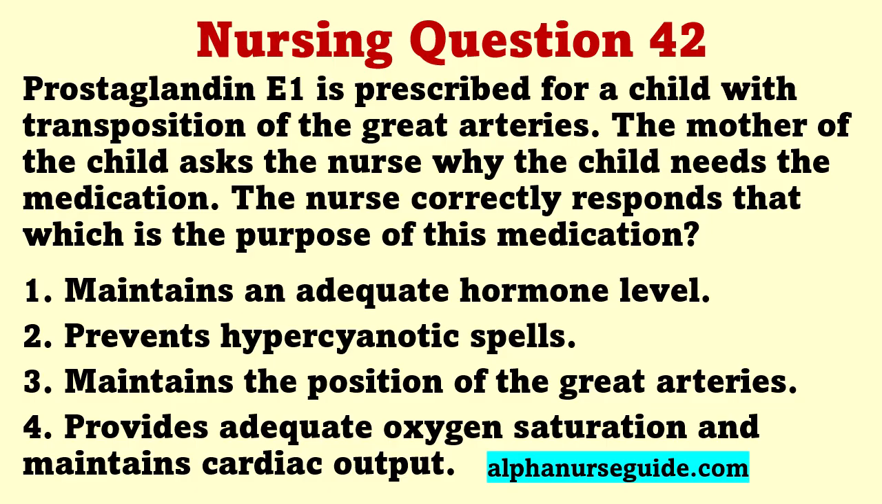The correct answer is 4. Provides adequate oxygen saturation and maintains cardiac output. A child with transposition of the great arteries may receive prostaglandin E1 temporarily to increase blood mixing if systemic and pulmonary mixing are inadequate to maintain adequate cardiac output. Options 1, 2, and 3 are incorrect. In addition, hypercyanotic spells occur in tetralogy of Fallot.